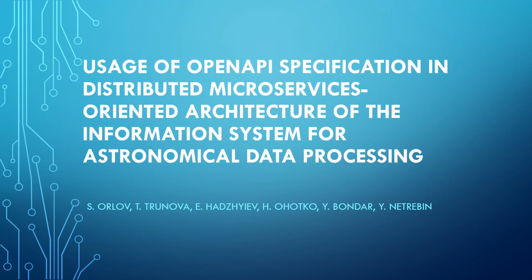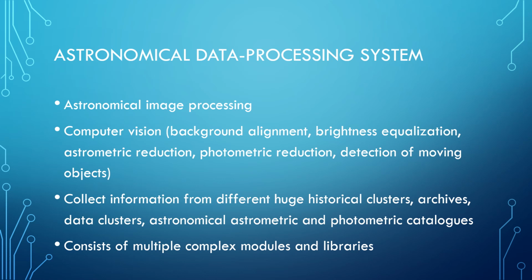Today, the authors present the paper called Usage of OpenAPI Specification in Distributed Microservice-Oriented Information System for Astronomical Data Processing. The astronomical data processing system is designed to handle, analyze, and process large datasets that need to be processed to extract meaningful astronomical information. Key features provided by the designed system are, first of all, astronomical image processing, computer vision, processing historical archives, and data clusters.